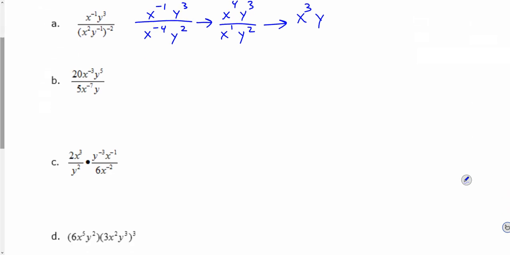Part B, when you have numbers in front, so 20 divided by 5 is just 4. I'm going to go ahead and fix all the negatives also. I don't like working with negatives. So x to the 7 is up here, x to the 3rd is down here, and then you have y to the 5th and y. So we can simplify the x's and y's just like we did above. So this is 4x to the 4th, and then y to the 4th.